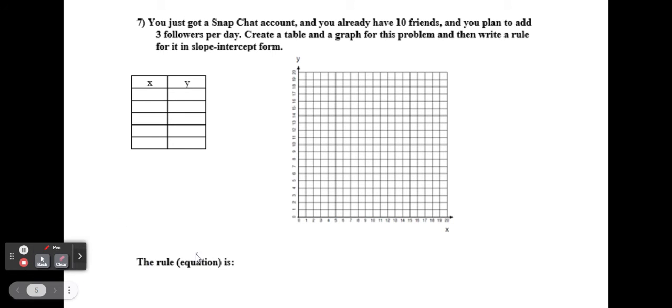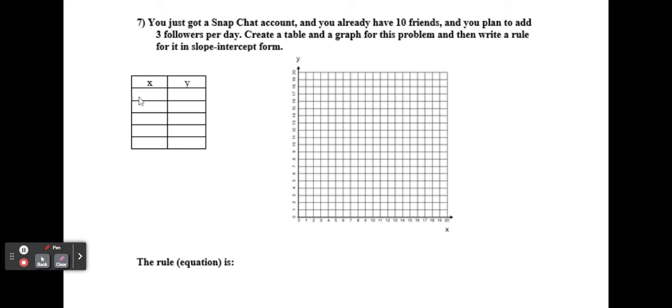was a word problem. You guys overall did pretty good on this. You just got a Snapchat account and you already have 10 friends and you plan to add 3 followers per day, which is the same as friends. Some of you asked like, well, are those different? But we consider them to be the same. So you're going to create a table and a graph for this problem and write a rule for it in slope-intercept form. So to me, I'm thinking about days.